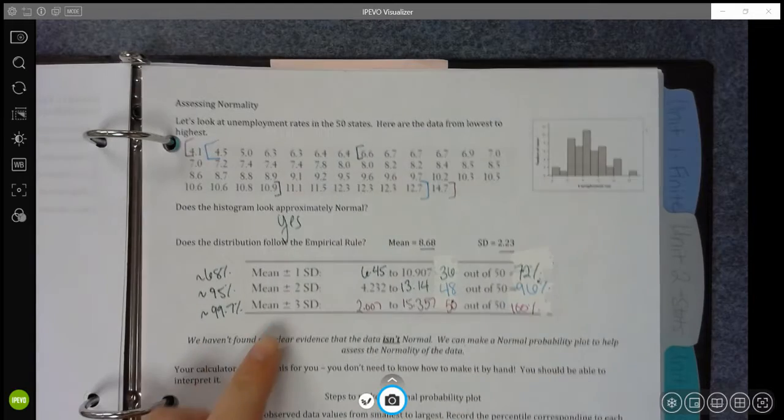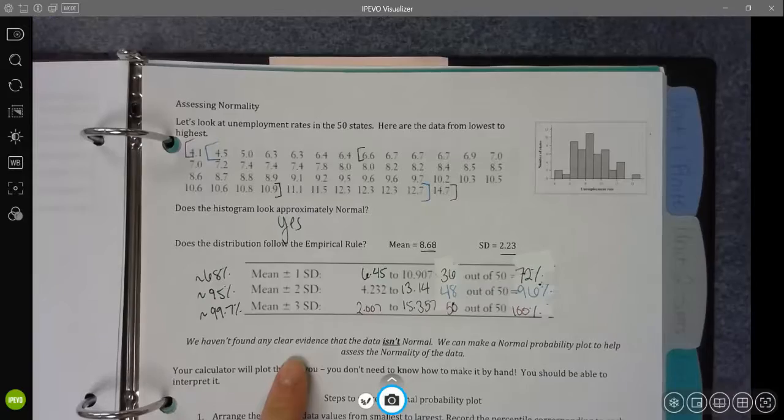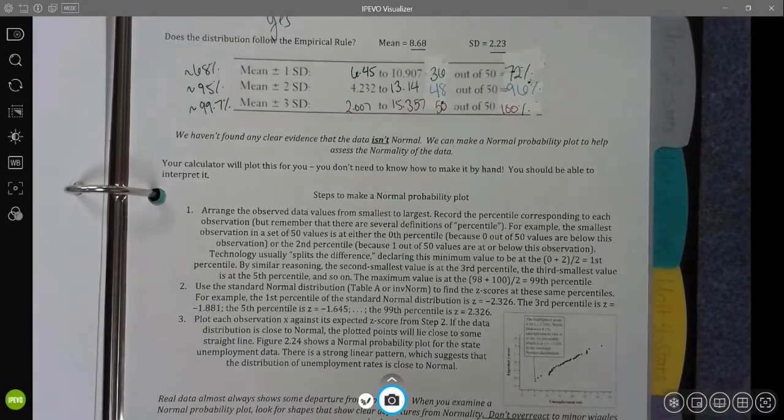Okay, so you'll see I mentioned that a little bit down here. We haven't found any clear evidence that the data is not normal. Now, there is another graph that we can make. It's called a normal probability plot. Okay, you do not need to know how to calculate this. And honestly, you probably won't need to make your own normal probability plot, although it's not a bad thing to know. What I expect more from normal probability plots on the AP test is they would give you one and ask you to interpret what that means.